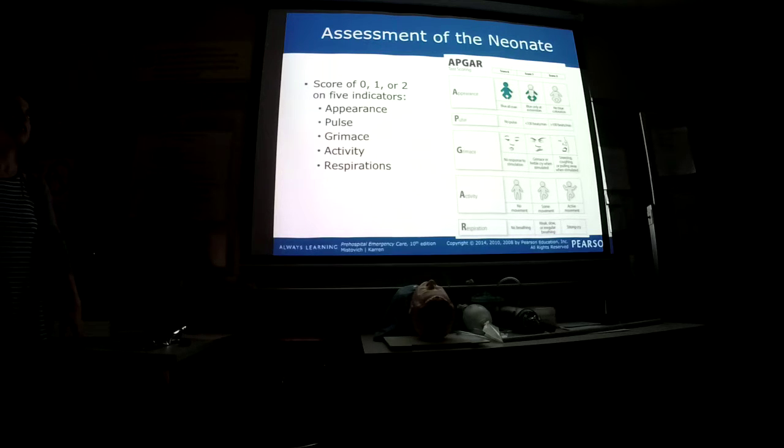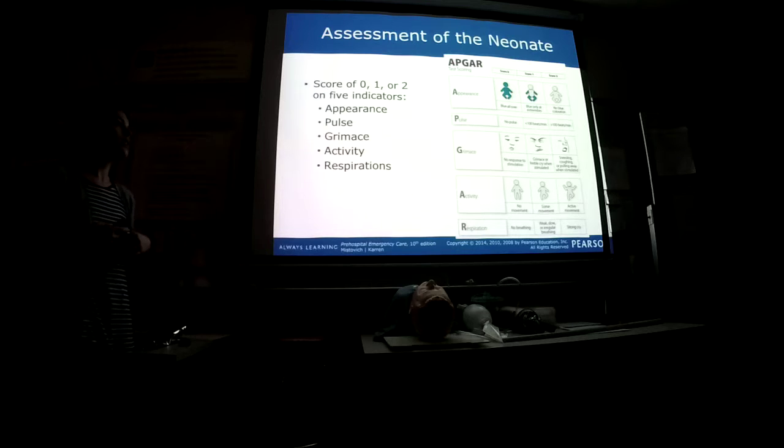And then activity, no movement. If the baby's just standing still, they get 0. A score of 1 is if they're sort of moving. And then active movement, they're over there moving their arms around, crying, score of 2. Respiration, like I said, if they're crying, they get a score of 2, like strong cry. Kind of weak crying gets a score of 1, and then no breathing at all, score of 0.